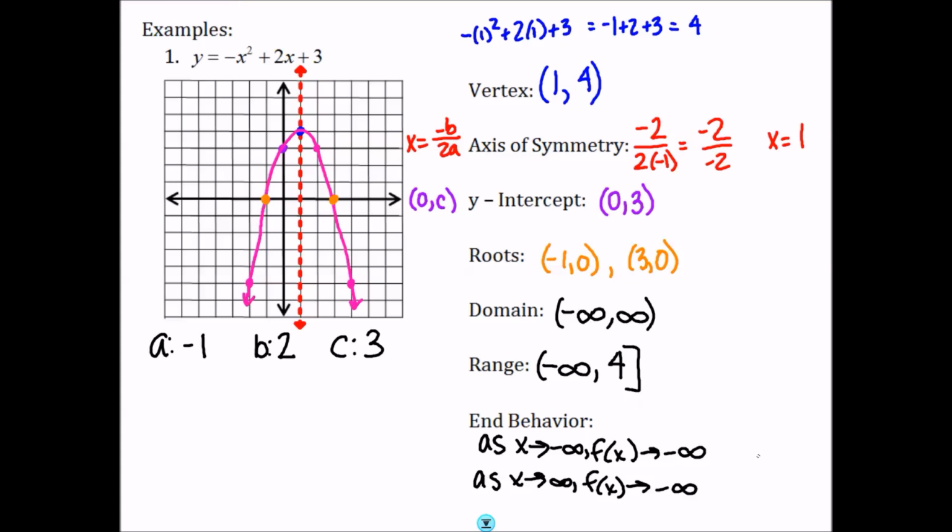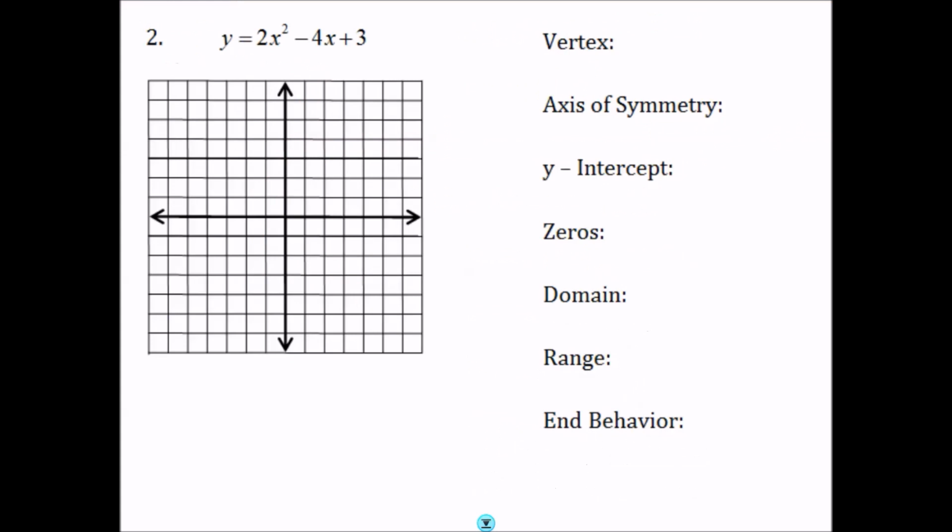Let's take a look at another example. So this equation is y equals 2x squared minus 4x plus 3. So if I write out what a, b, and c are, a is 2 because that's the coefficient of x squared. B is negative 4 because that's the coefficient of x, and then the constant is 3.